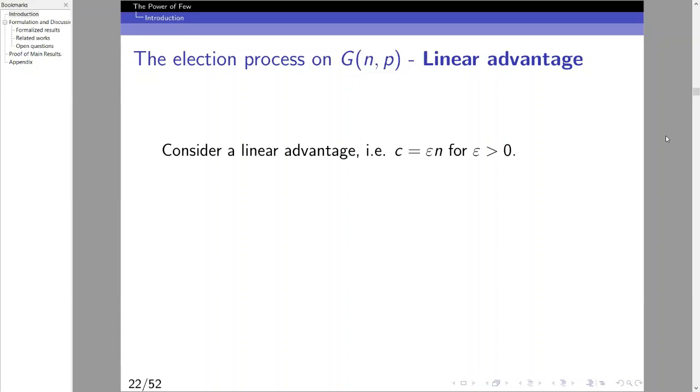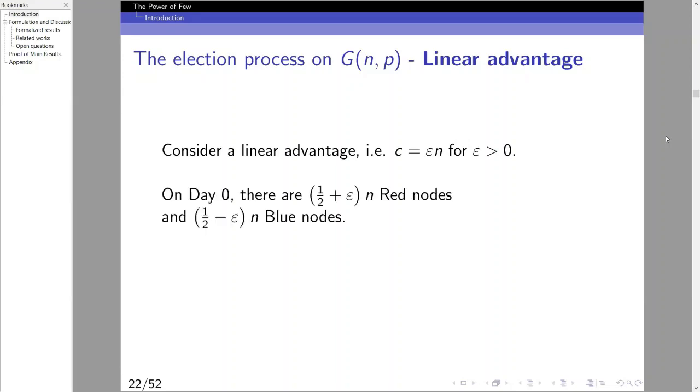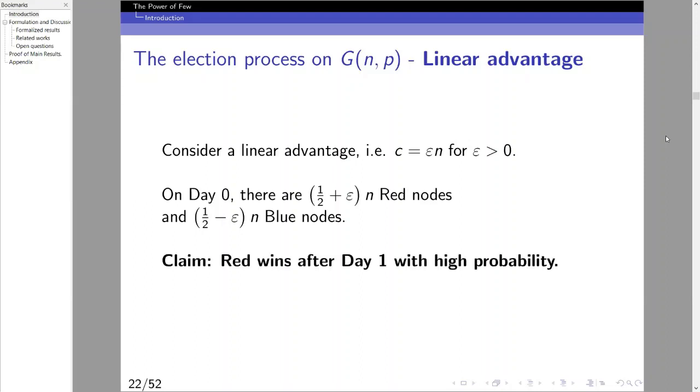Let's consider a very simple example to get a sense of it. Here we have an advantage of linear size, so it's epsilon n. And so we claim that red wins within 1 day with high probability. So it sounds surprising, but let's try to prove this.